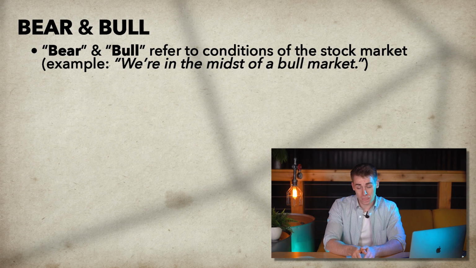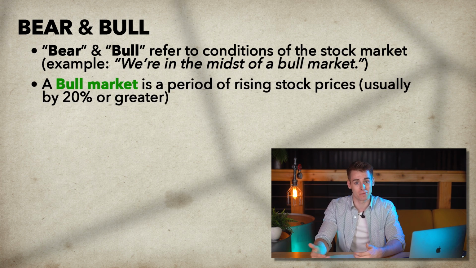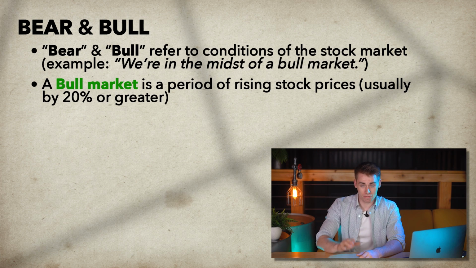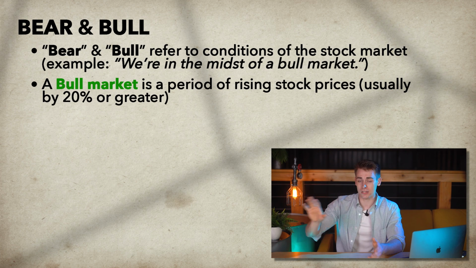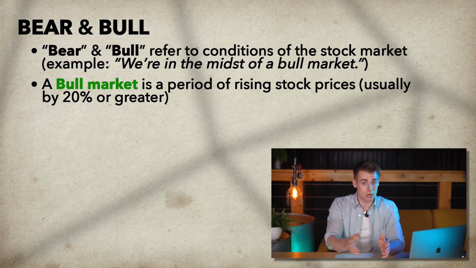A bull market is a time of rising stock prices. Things are increasing, usually by a minimum of around 20%. You can think of a bull charging upwards on a hill. It's a really good time for the economy. There's usually a lot of employment, a lot of optimism in general in a bull market.